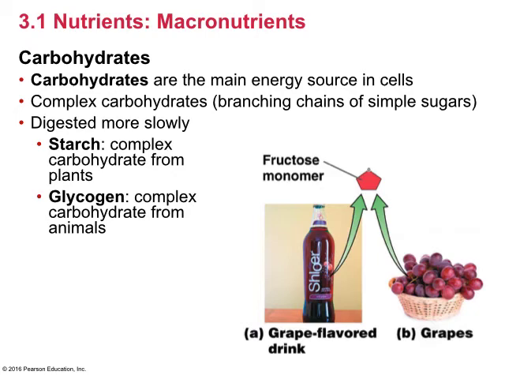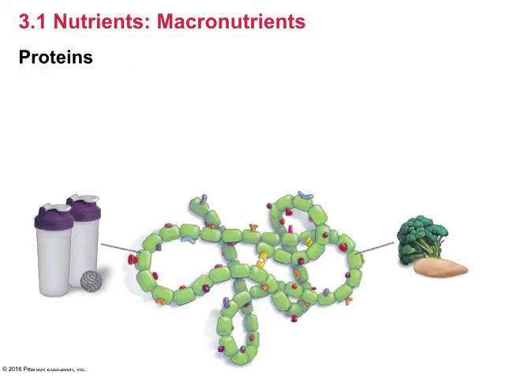And you can see here in the figure, you have a grape flavored drink and grapes. What ultimately gives them their sweetness is fructose, which is a monosaccharide, a simple sugar. So you can get fructose from either of these, but it's going to be a lot healthier to consume fructose in grapes because you're getting all of the other nutrients that are found in grapes. When you consume it in an artificial drink, you're removing all of the good stuff and you're left with a ton of sugar, which is not great for you.